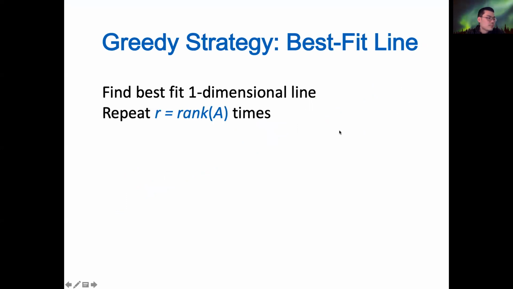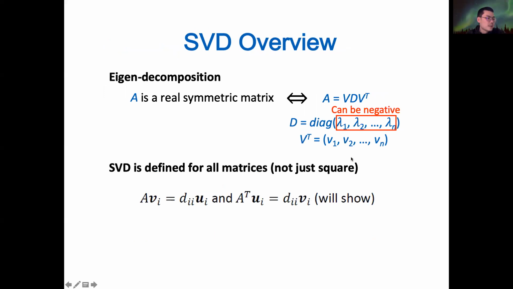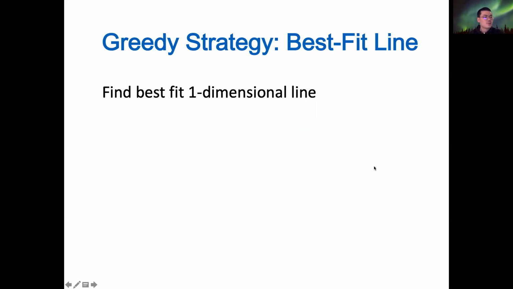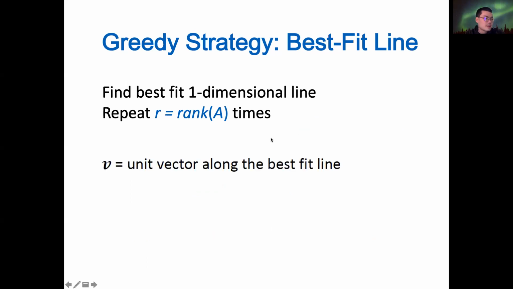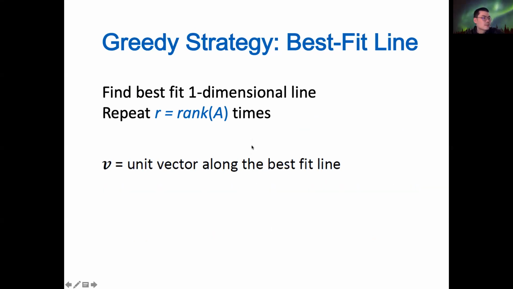So we are finding V1 first, because we have a basis V1, V2, and they should be orthogonal, which means V2 should no longer consider any information already contained by V1. Let's continue. We first think about how to find the best fit one-dimensional line, V1, and then we repeat this for rank times. Each time we find the next best fitting line that is orthogonal to all the previous ones. So this is what we are doing.